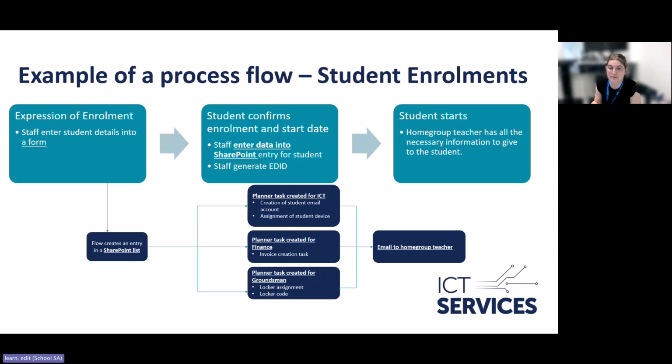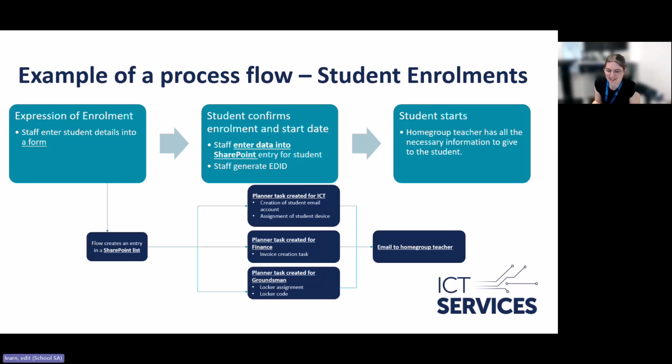So this one here involves the IT team, it involves finance, it involves the grounds team, and it's all running off this first trigger, which is that someone fills out a form because there's a new student coming to the school. So that is our trigger, this form, and then off that, these things are created. And in this example, it could be that 3 different planner tasks are created for 3 different groups of people. And then an email sent in the end to the home group teacher before the student arrives.